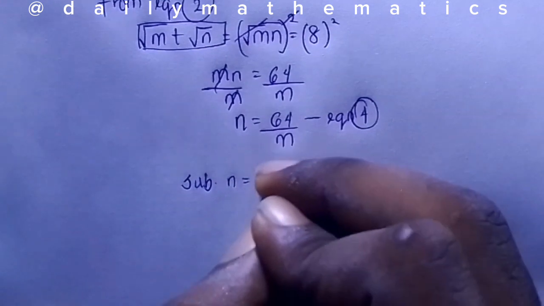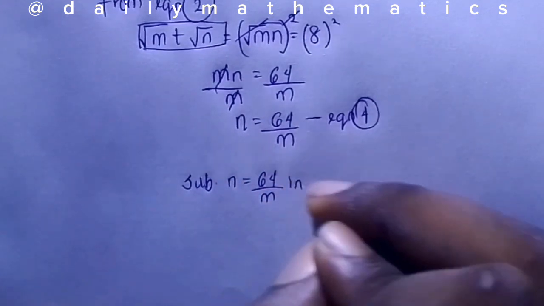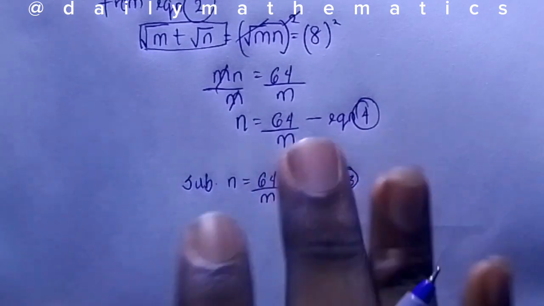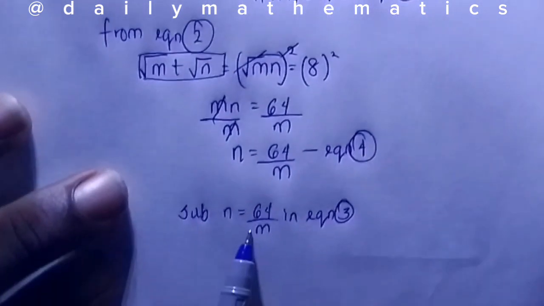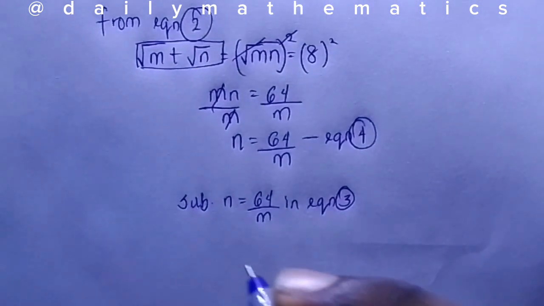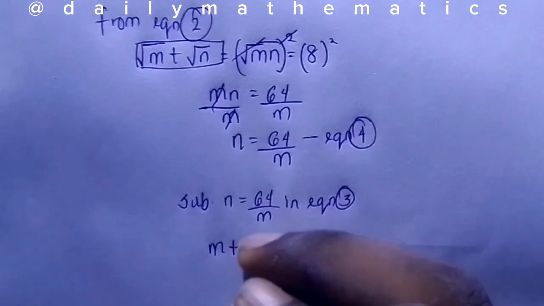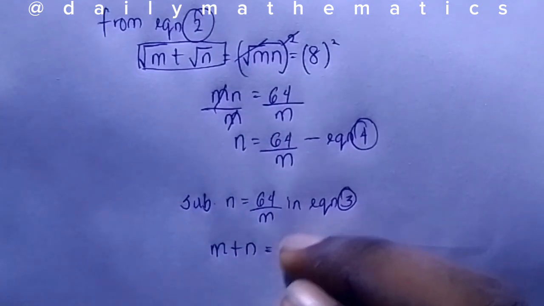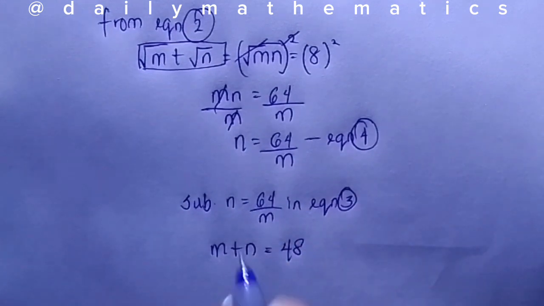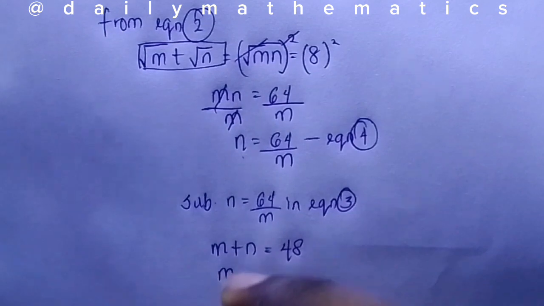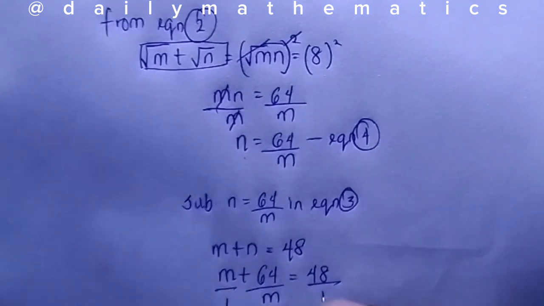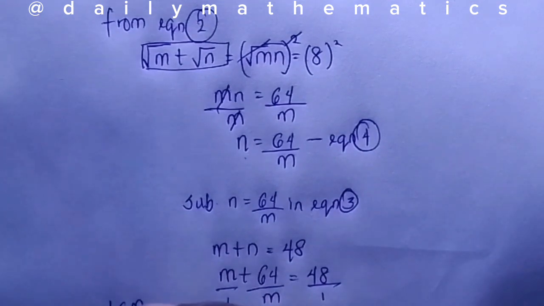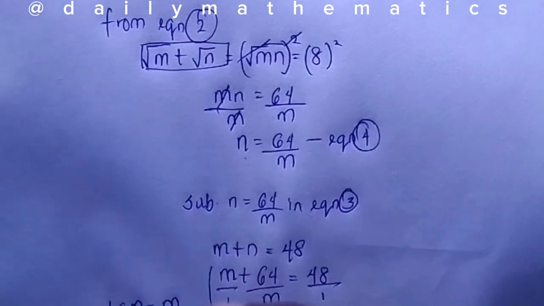the value of n equals 64 over m in equation 3. This is equation 3: m plus n equals 48. Let's substitute this value here. If n is 64 over m, we have m plus 64 over m equals 48. From here we can see the LCM is m. So let's multiply all through by m.